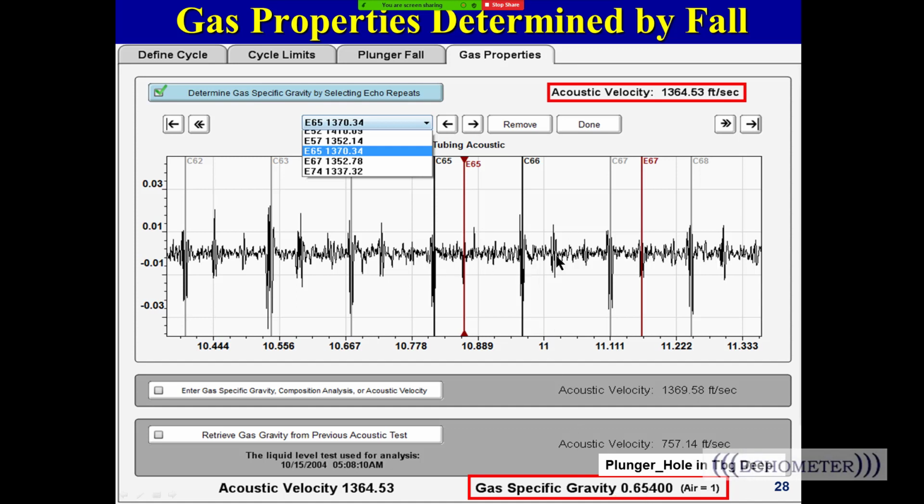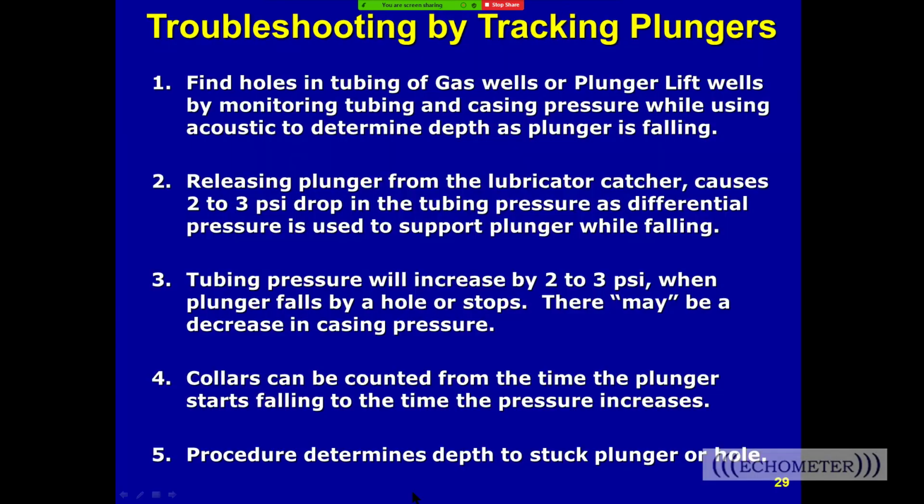Echo, there's an echo, there's an echo, the collar, there's an echo. When you pick those, it summarizes them, does an average to determine the average acoustic velocity and then the gas gravity of the gas in the tubing that you're producing as well.